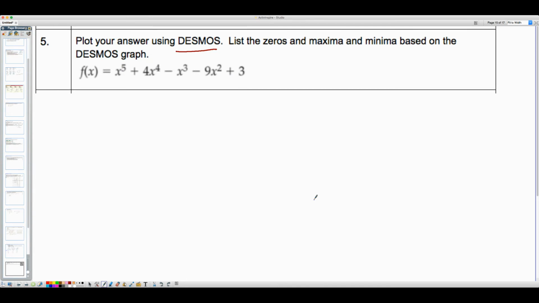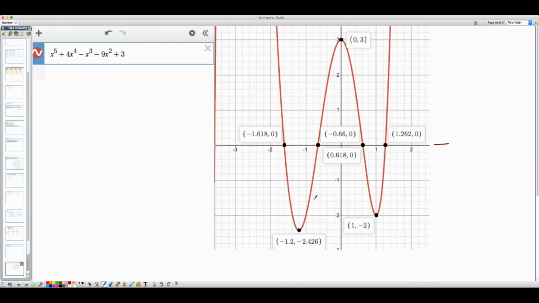Plot your answer in Desmos. List the zeros and maximum and minimum based on the Desmos graph. Oh, how easy is this? This is so cool. Here we go. You plug it in, and there it is. You click on the graph, and it'll tell you the zeros, and it'll tell you the maxima and the minima.